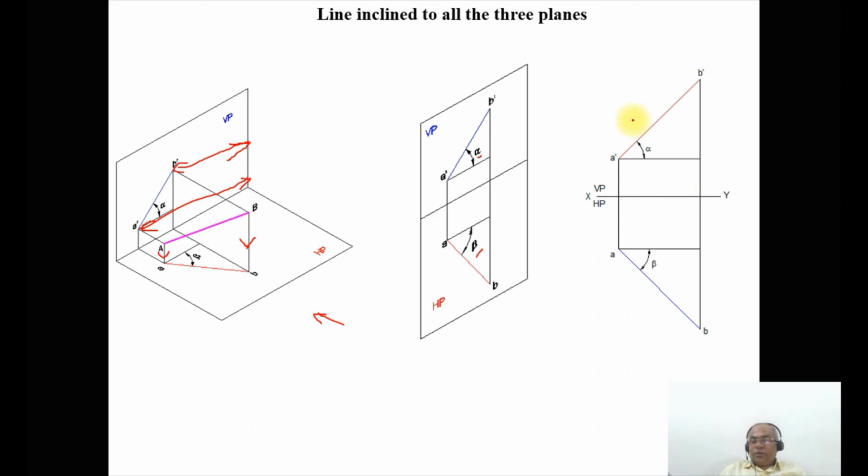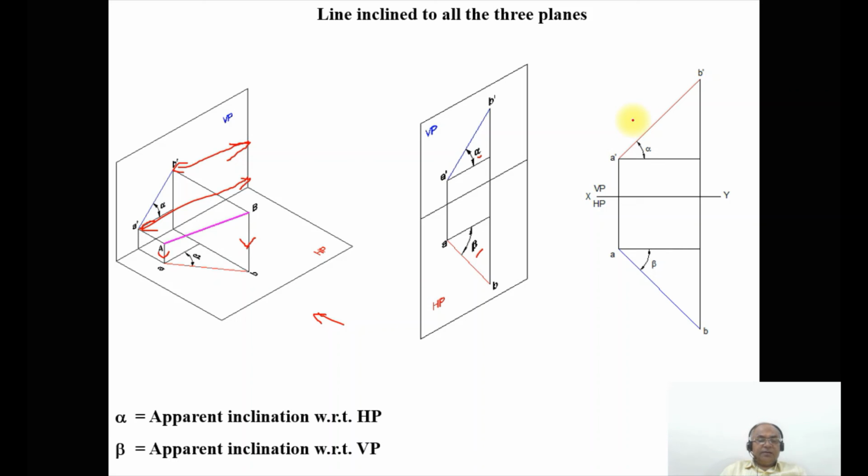Therefore, the next problems we want to do are to find the true length if the view lengths and inclinations are given. Alpha is the apparent inclination with respect to HP and beta is the apparent inclination with respect to VP. So this is how we can analyze the line inclined to all three planes.